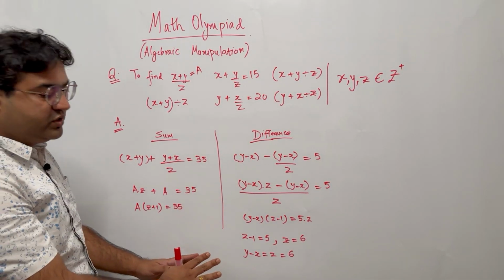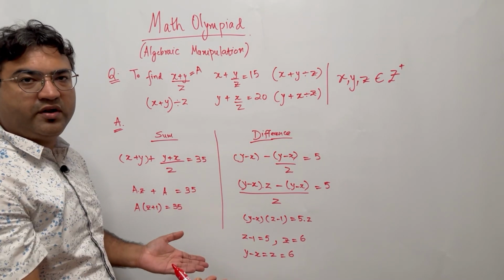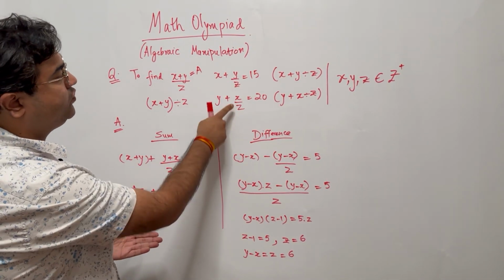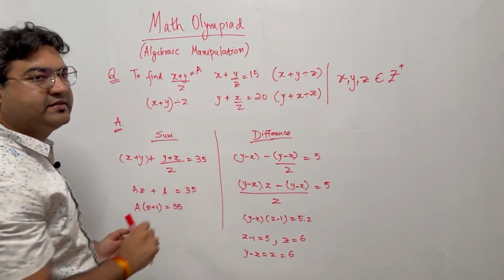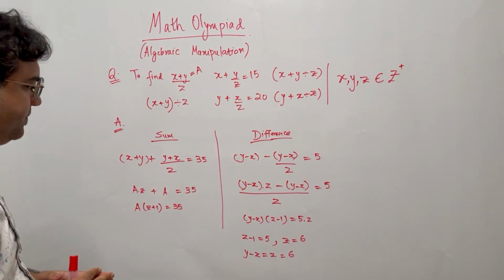Now, what we can do is we can actually go ahead and calculate y and x, because we already know z here. So we can put z back into these equations and we can find x and y because now we have two equations, two unknowns. So we can find that.